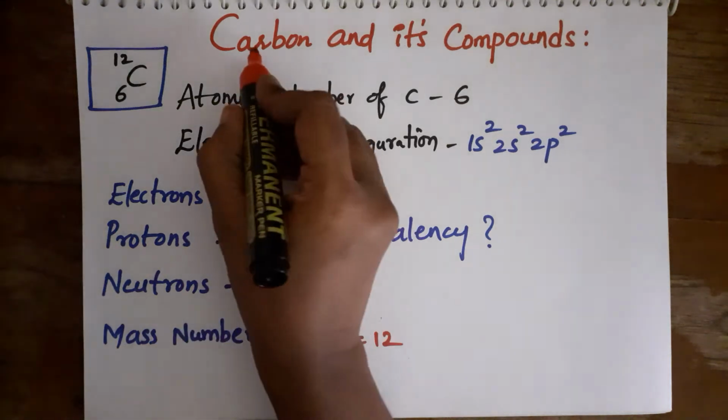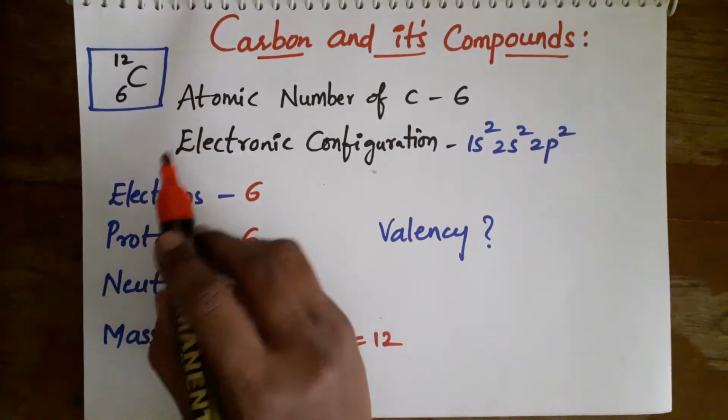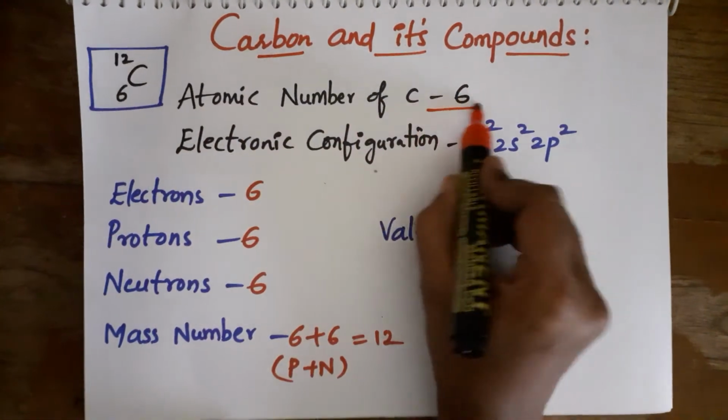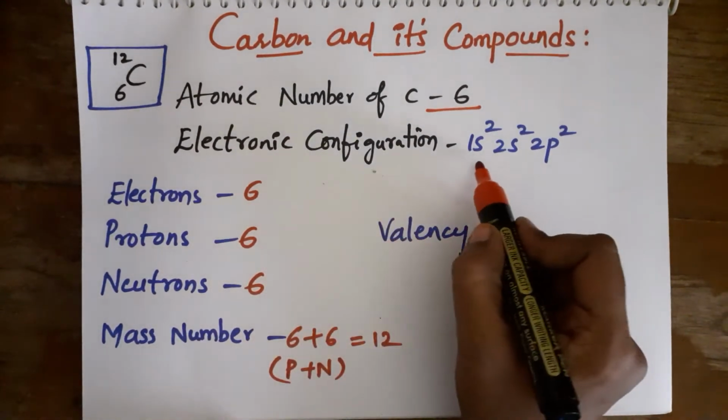Today our topic is carbon and its compound. Okay, what is the atomic number of the carbon? Atomic number of the carbon is 6. Write the electronic configuration. Here is the electronic configuration of the carbon.